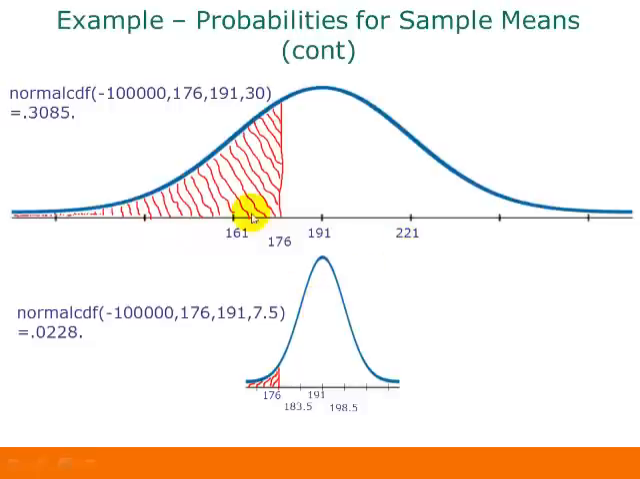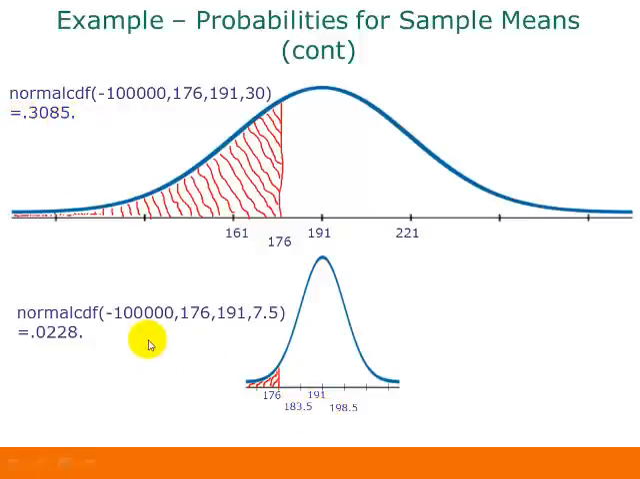So here's the difference between these two problems. In the first one, we had our mean at 191, our standard deviation was 30, so our 176 fell halfway in between the mean and 1 standard deviation below the mean. And our probability came out to be 30.85%.